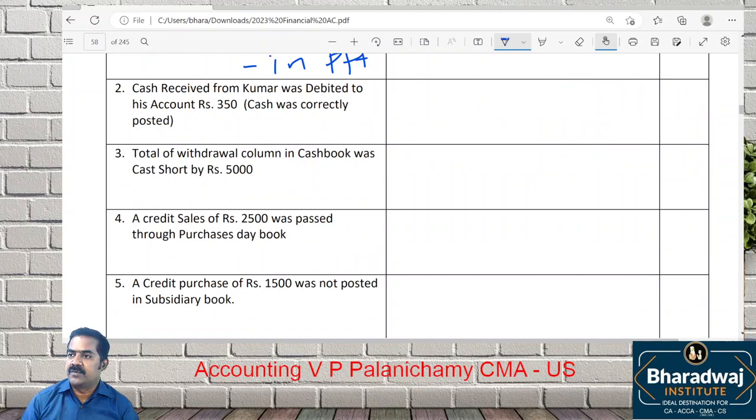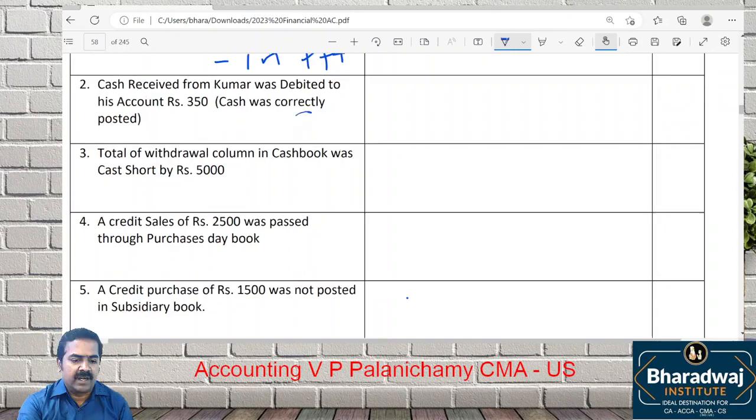Kumar account, is it an expense or income? It is not an income and not an expense. It is a personal account. If a personal account mistake is made, there is no impact on profit. No impact on profit, right? For point number 2, no impact on profit. Next, point number 3.